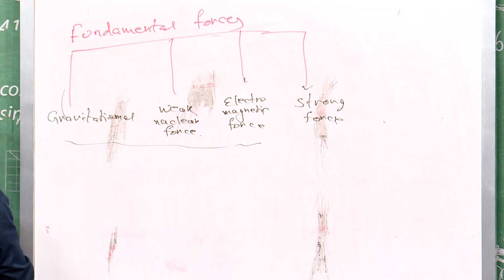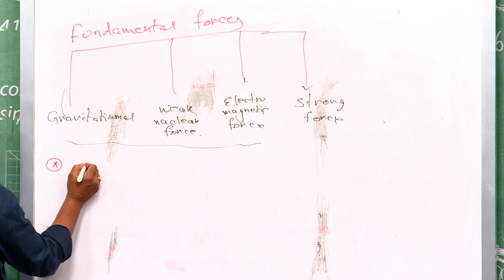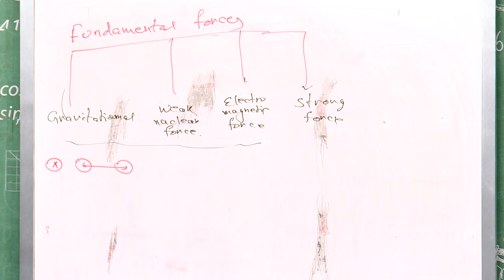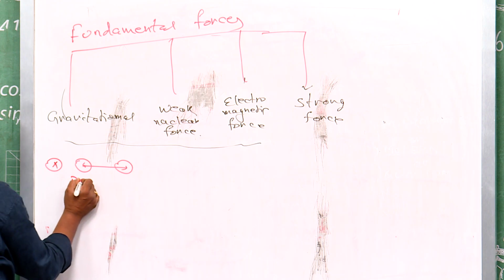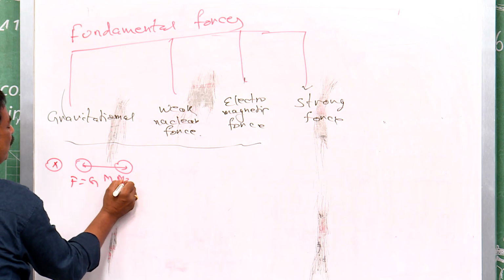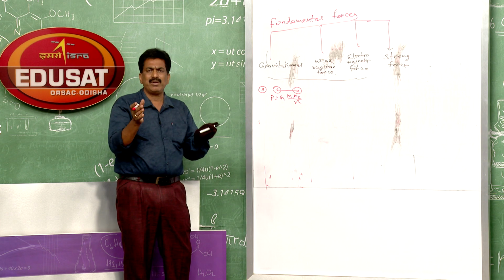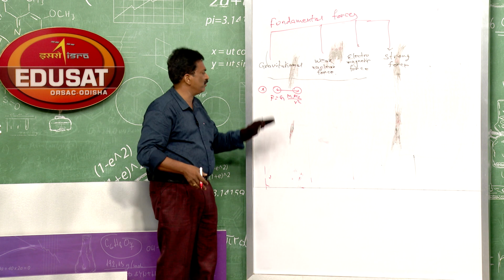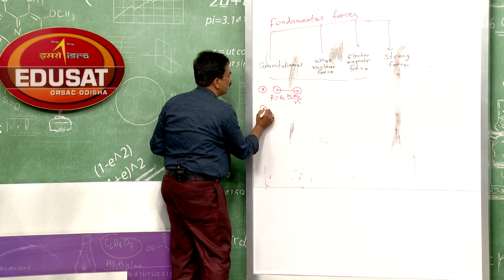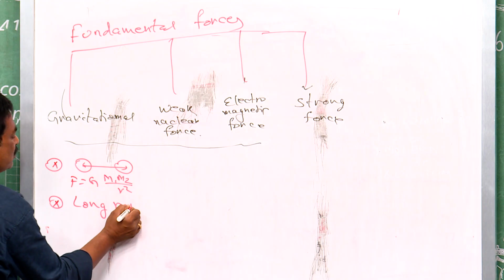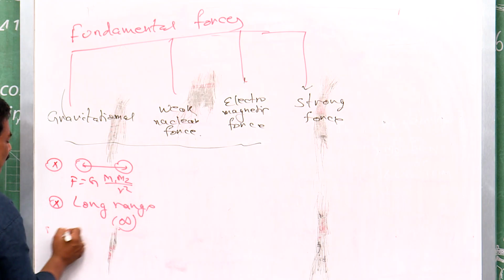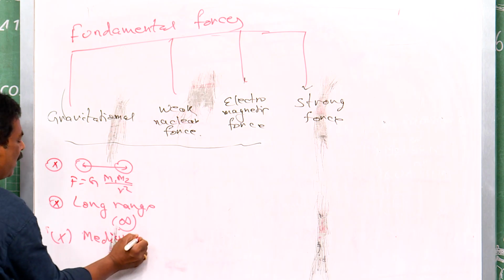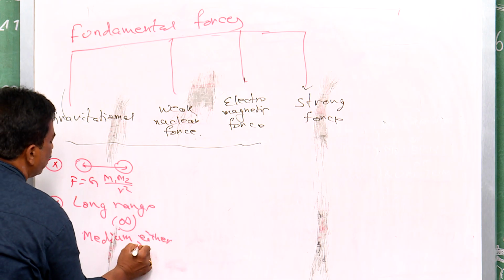So, for the gravitational force, what are its characteristics? It acts between 2 masses. This is one mass, this is another mass. Between the 2 masses, there is a force of attraction, and that force F is equal to G m1 m2 by r square. It means in this universe, 2 things are attracting. You are also attracting me, and I am also attracting towards you. This is the gravitational force, which is a long range force, means the distance is infinite. The medium may be either present or absent.